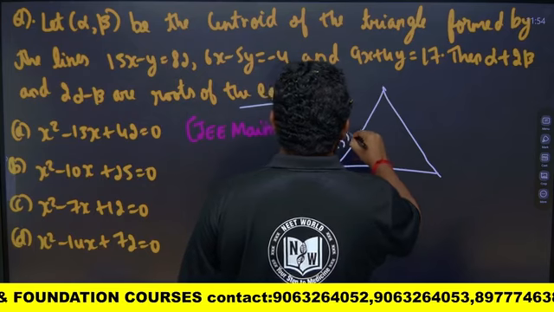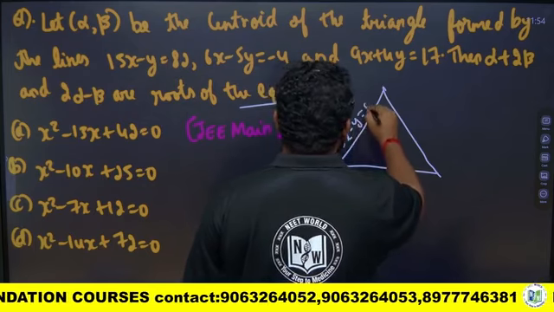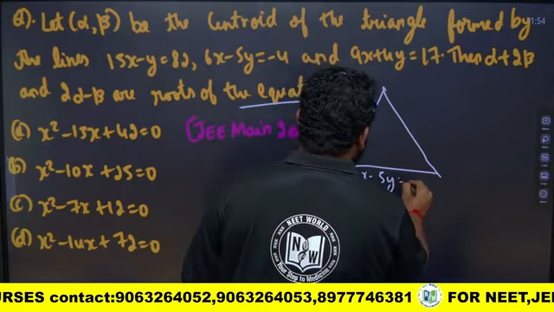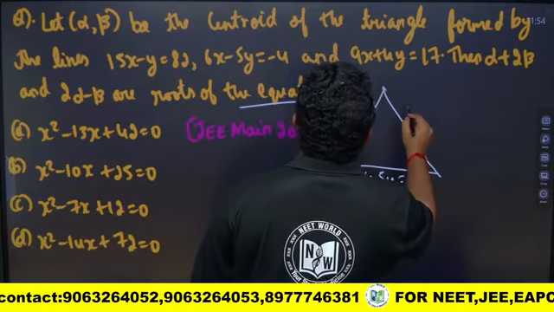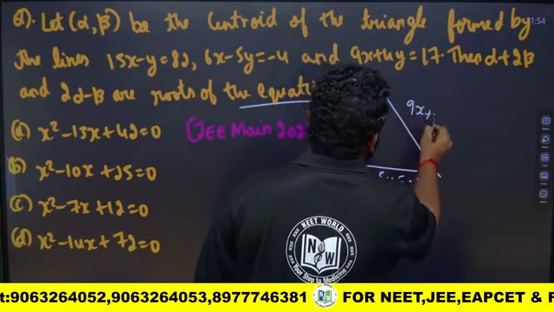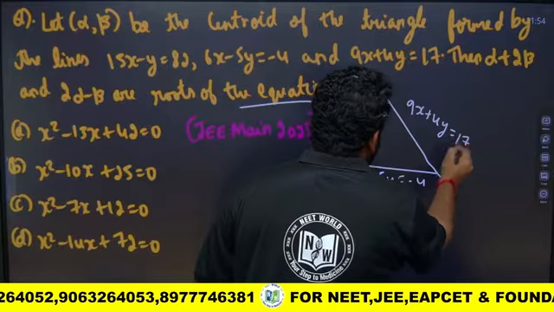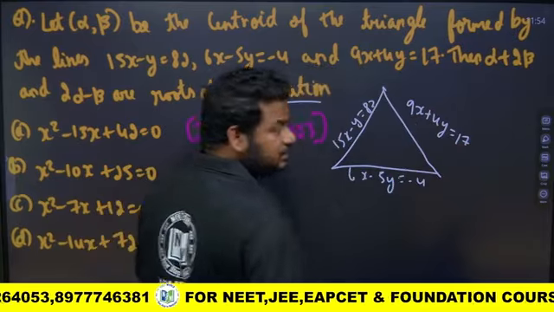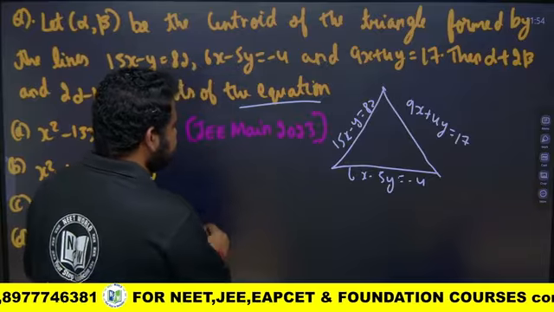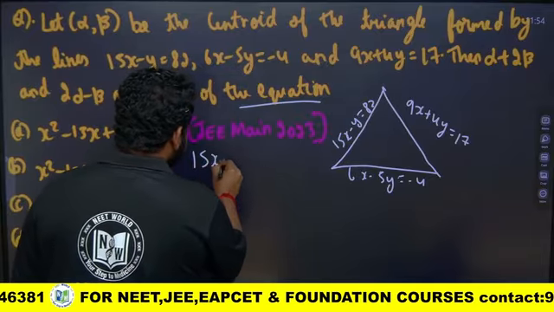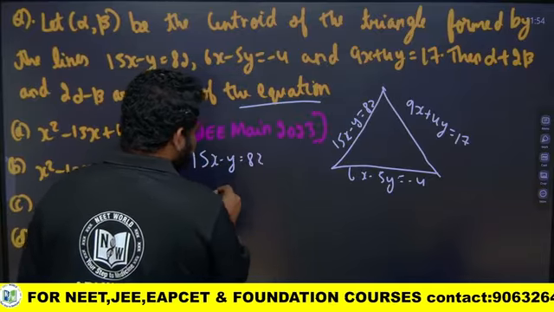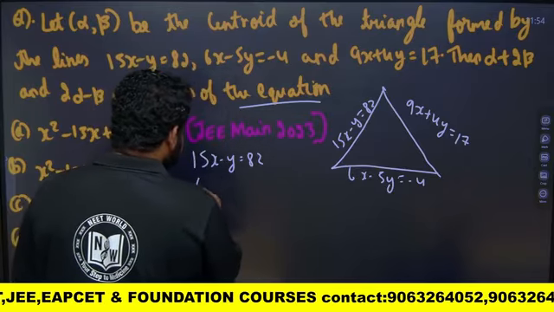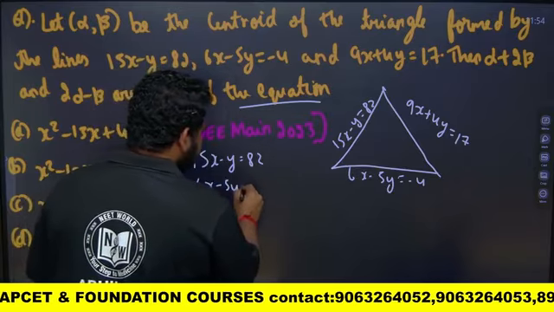So let us see. What is it that they have given? 15x minus y is equal to 82. Another line is 6x minus 5y is equal to minus 4. This is what? 9x plus 4y is equal to 17. First let me solve these two, then I will get this, then these two I will get this, then I solve these two, I will get another one. So 15x minus y is equal to 82, 6x minus 5y is equal to minus 4.